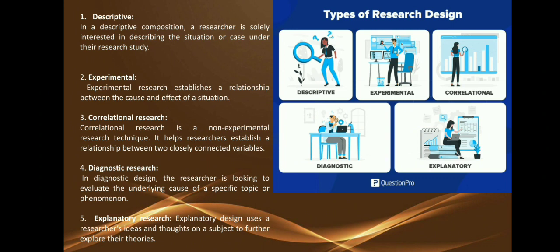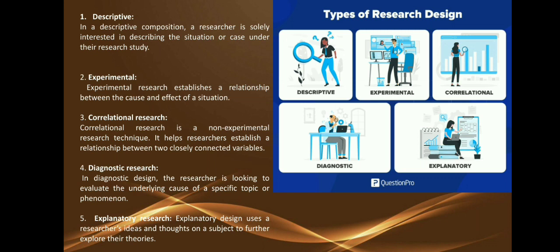So we have here the types of research design. We have here the five types of research design, and these are descriptive. In descriptive research, a researcher is solely interested in describing the situation or case under their research study. The second one is the experimental. Experimental research establishes a relationship between the cause and effect of a situation. So it involves a scientific method.